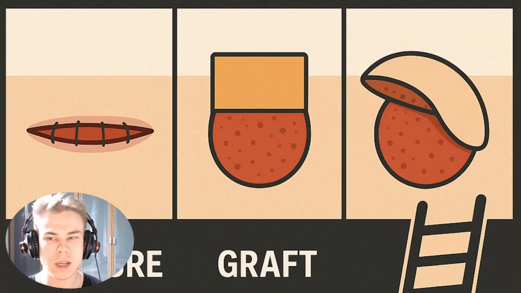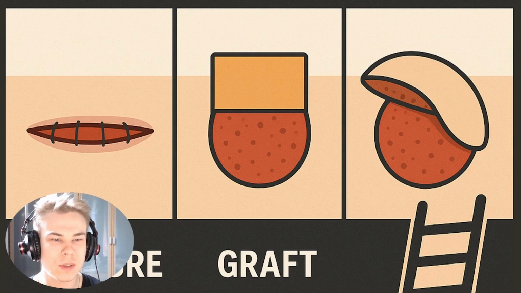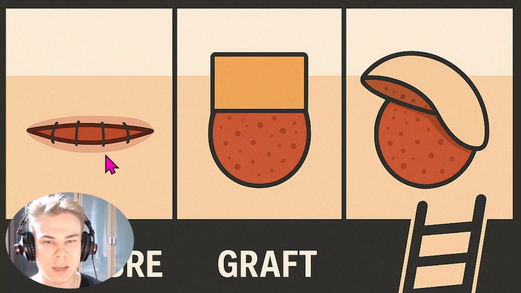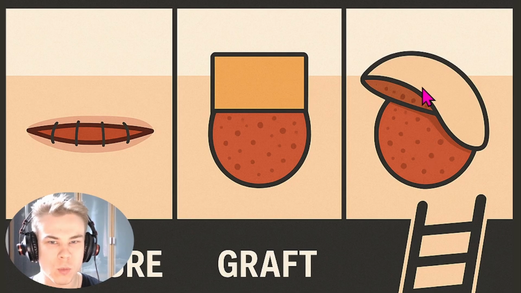So this is the thumbnail again, and you know I always deliver on the thumbnail. This actually shows the three different steps: closure, graft, and flap. We're going to talk about what each of them mean. And this is an AI generated image, and this video contains a lot of AI generated images. Some of them are very good, some of them are okay, and some of them are just straight up terrible.